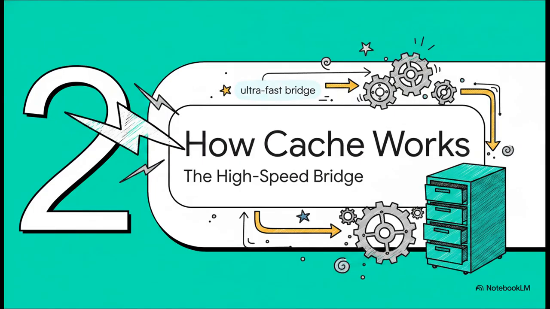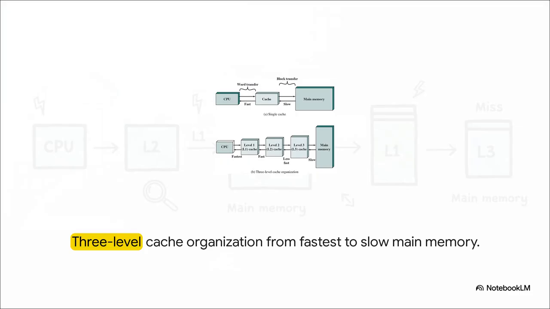Which brings us to part 2, how cache memory works, acting as a high-speed bridge. The solution engineers came up with is so elegant. They built cache memory right in between the CPU and the slow main memory. Think of the level 1 cache, or L1, as a tiny little desk sitting right in front of our worker. It is lightning fast, but it's small.